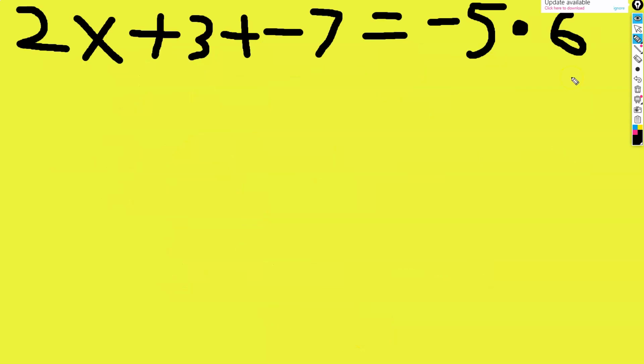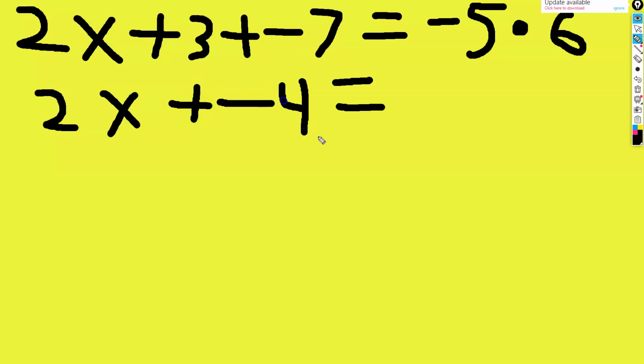Sometimes it might be helpful to simplify both sides of your equation before trying to solve. In this example, we can simplify adding +3 and adding -7 to just adding a -4. And we can simplify -5 times 6 to -30.